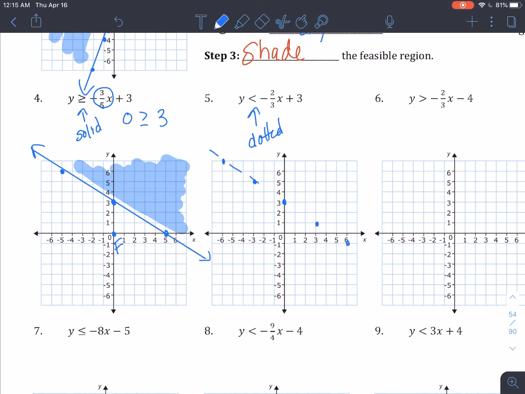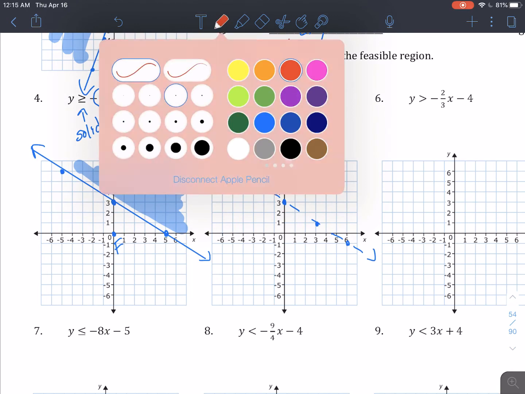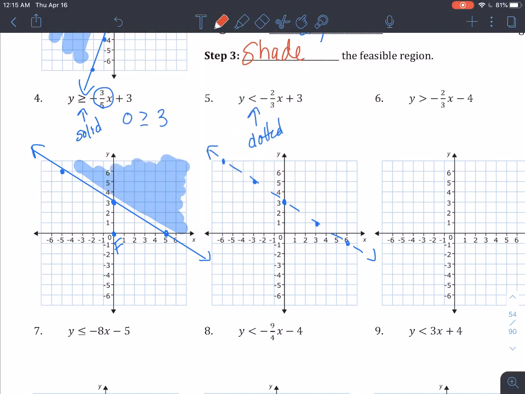So, dotted. And why is this? Well, as we said, we're shading the possible answers. So, if we were to look at a specific point on this line, let's say we took this point right here. It's right on the line. That's the point negative 3, 5. Well, is this point true?